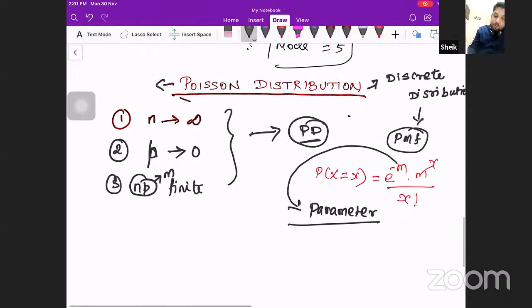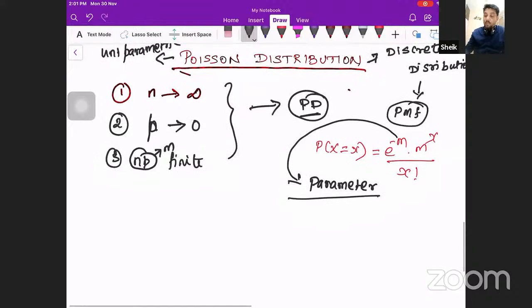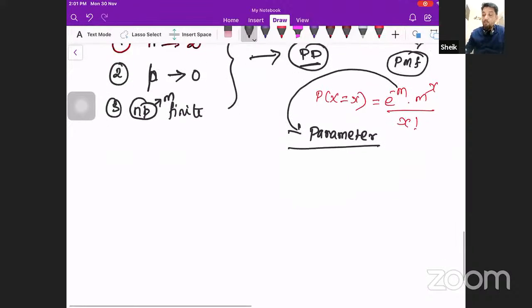Therefore, Poisson distribution is uniparametric. See, binomial distribution was biparametric and Poisson distribution is uniparametric. There is exactly only one parameter, M only.